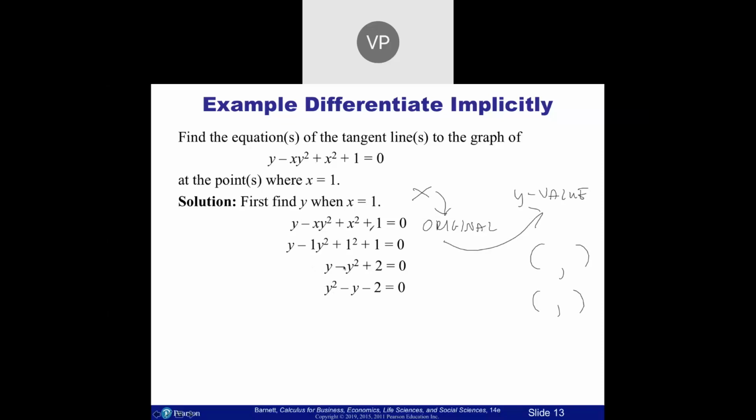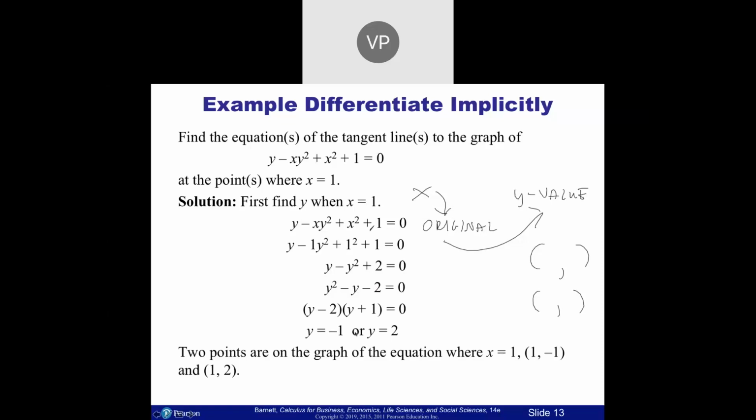You get y minus y squared plus 2 equals 0. They divided everything by negative 1 to make this a positive y squared. This becomes a negative y. This becomes a negative 2. And then we factor, and you get these two values right here. So we have two different coordinates that I'm going to put here. 1, negative 1, and 1, 2. That's from solving the original equation when x equals 1. We plugged in a 1 to that original, and it gave us coordinates.